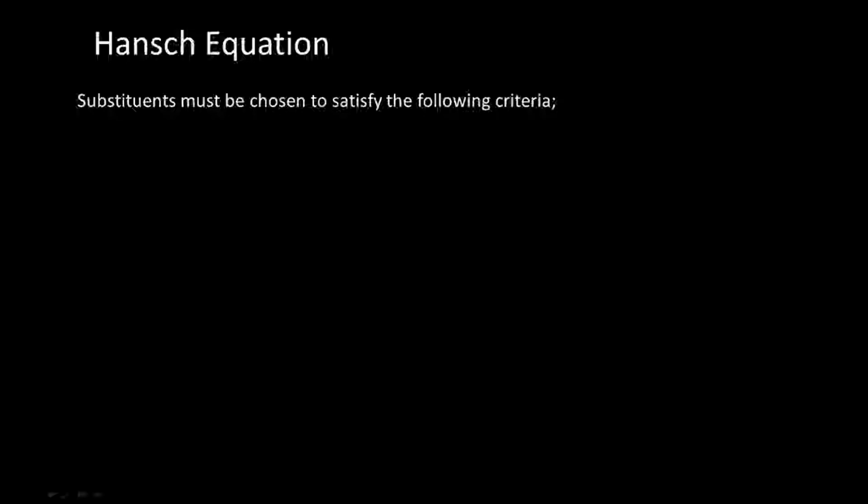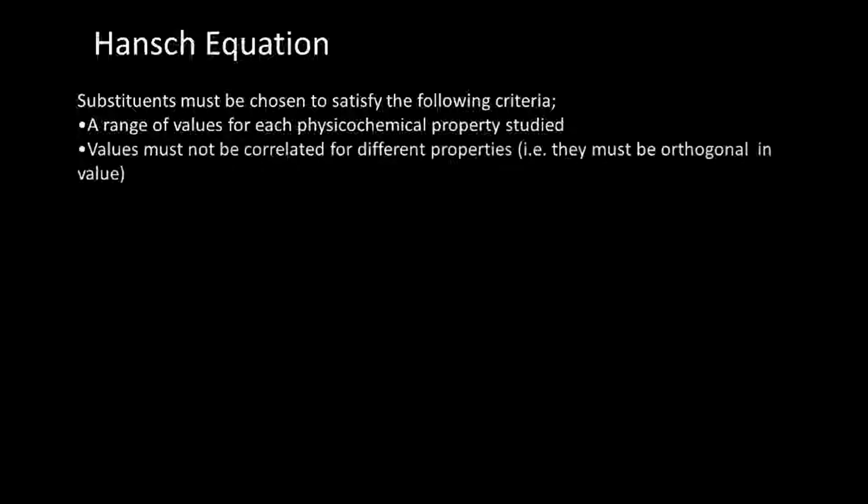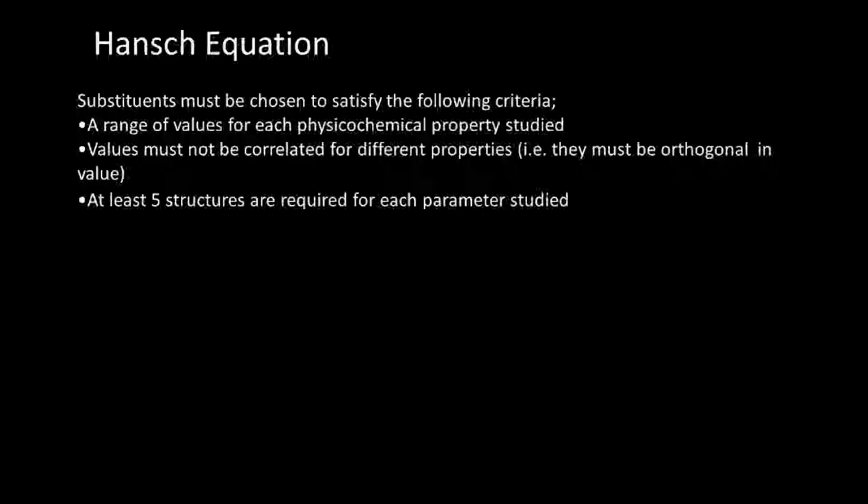So substituents must be chosen to satisfy certain criteria, a range of values for the physicochemical property. So I need to decide which substituent to put into the parent molecule to achieve this range of changes. The values should not be correlated. That's very important. And then of course the rule of thumb: at least 5 structures for each parameter which we are studying.